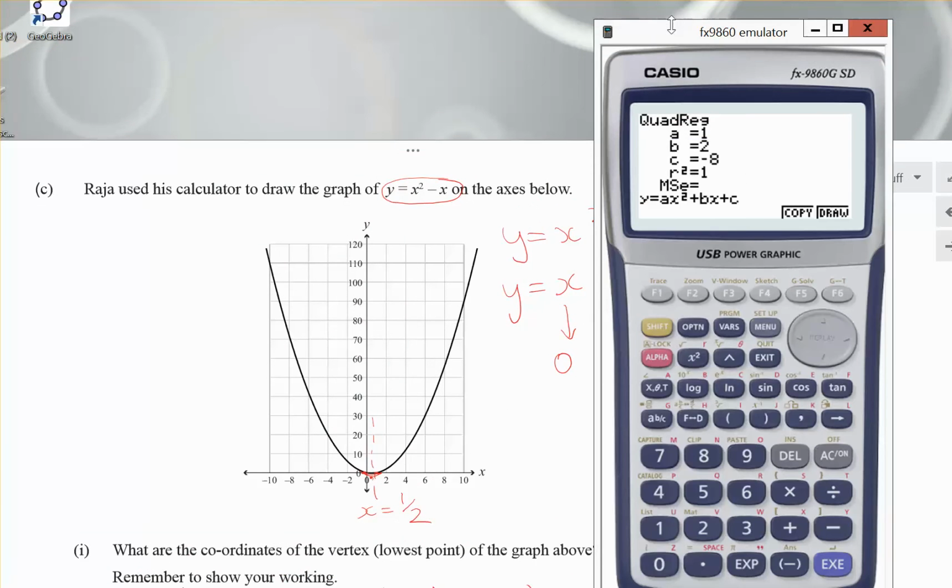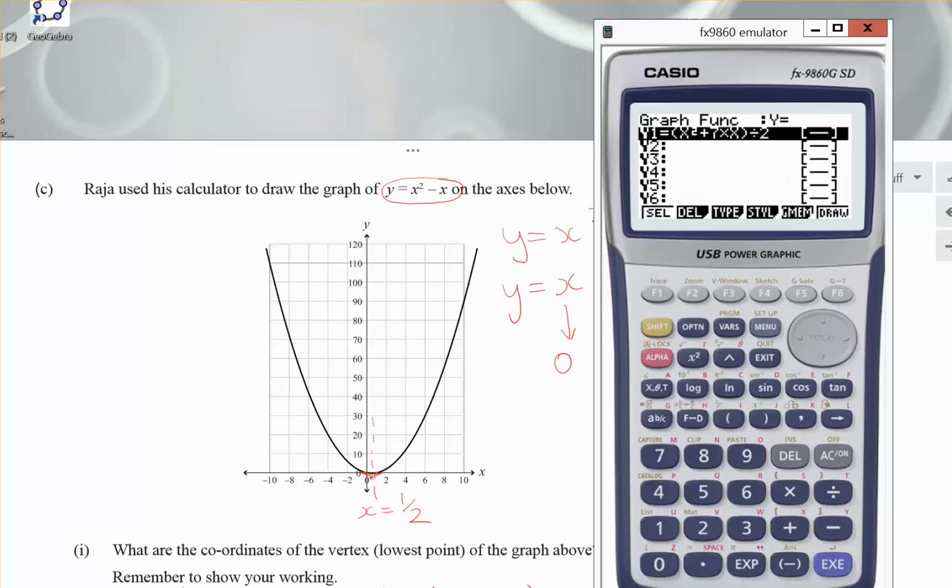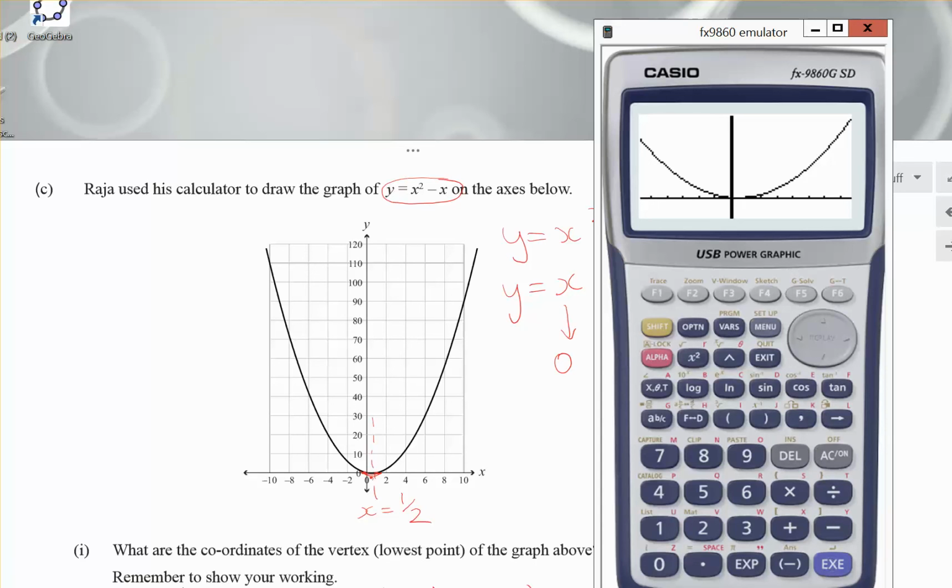You can check that on a calculator, of course. If we go into the calculator and to answer questions, we could go into graph and we'll put in the formula. We could hit G-solve, where the answer to everything is, and of course this is a minimum, so if we hit minimum, I can see that the lowest point is at x equals a half and y equals negative a quarter. So that's a good way to check.